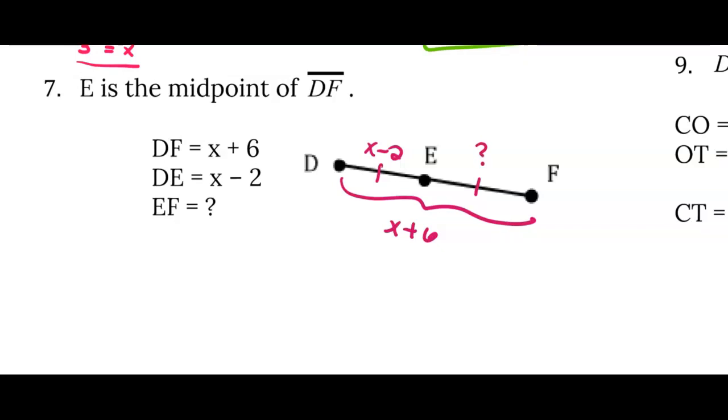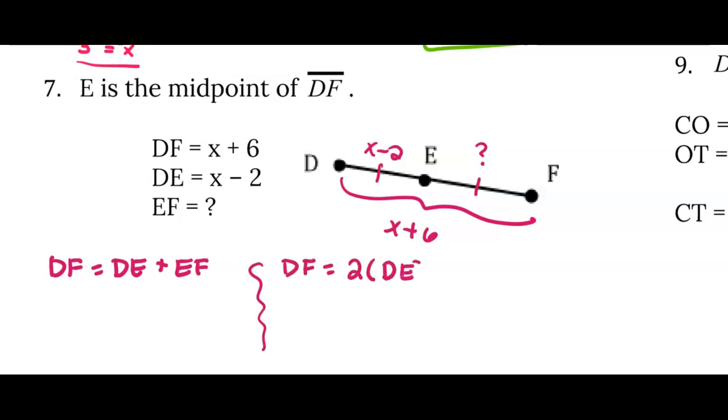You can look at this in one of two ways. You can look at it as DF is equal to DE plus EF, or you can think of it as DF is equal to 2 times the length of DE. DE does not equal DF. DE is equal to half of DF, which could be another way of thinking about it. DE equals 1/2 DF, but we don't want to work with fractions, so we try to avoid that.